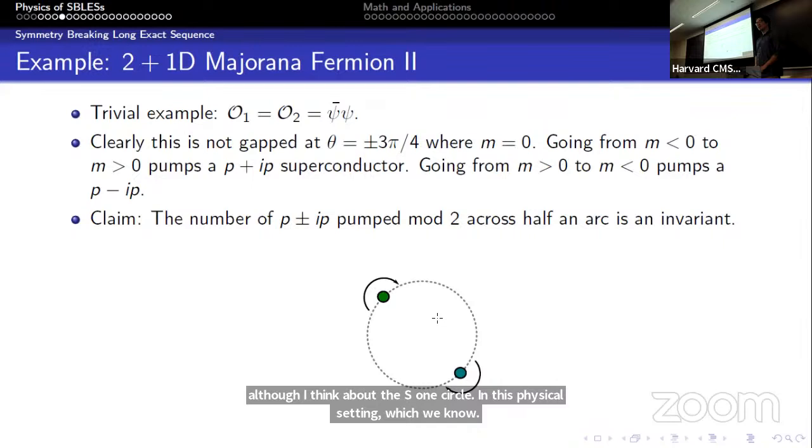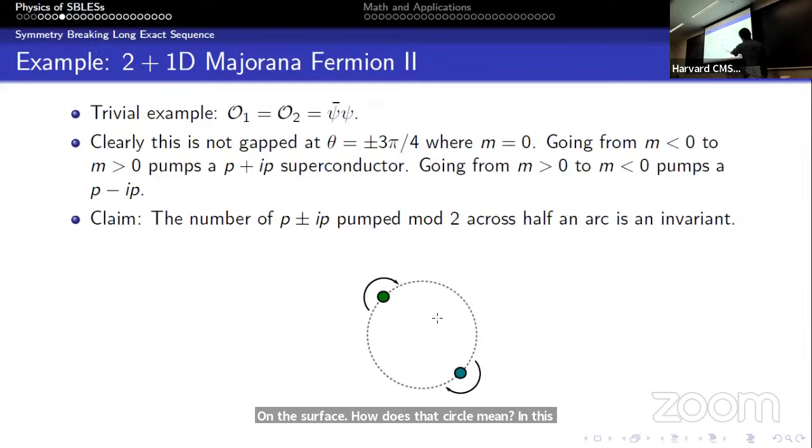Right. So if you go all the way around, then you will experience a p+ip one up, and then you go to a p-ip. That's fine, but I'm just thinking about if I consider some surface state of this Z16 class topological superconductor. Yeah. Then these are like a 2+1D surface, and it's this T-breaking theory, and you're considering those two modes. That's what you're drawing. Yeah.